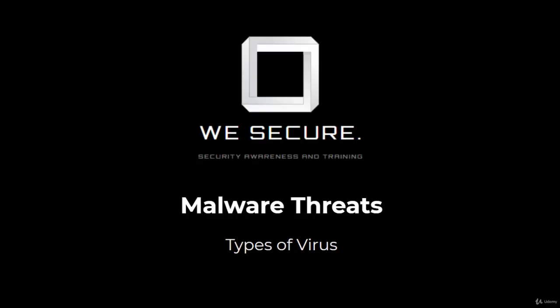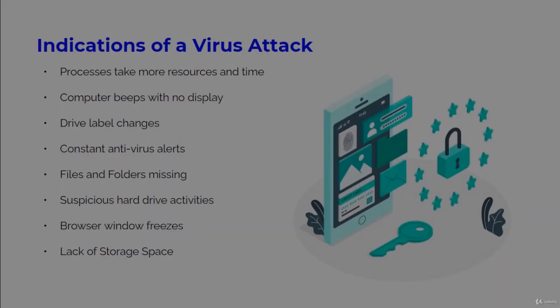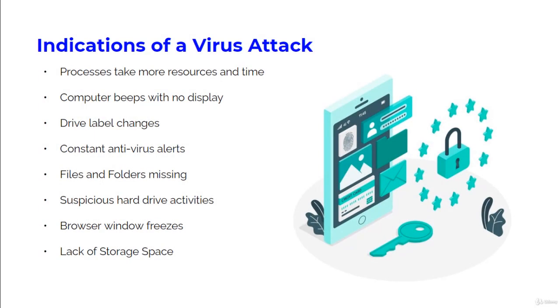In the last lecture, we saw the working of a virus. So, now once you know how a virus performs, in this lecture, we will see the different types of viruses. But before that, we will see the indications of virus attacks. So, what are the indications of a virus attack?